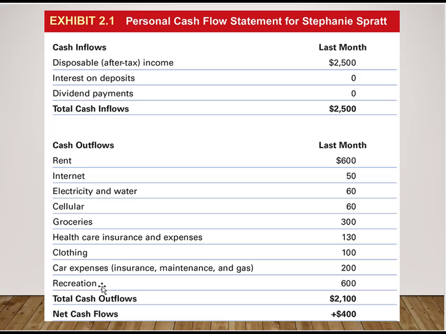What you spend on recreation, right, some of these things are fixed and some of them are not. Some of them are, again, what you might refer to as discretionary. You can decide how much money you're going to spend. So in the end, if you look at this particular example, we've got $400 left over at the end of the month.